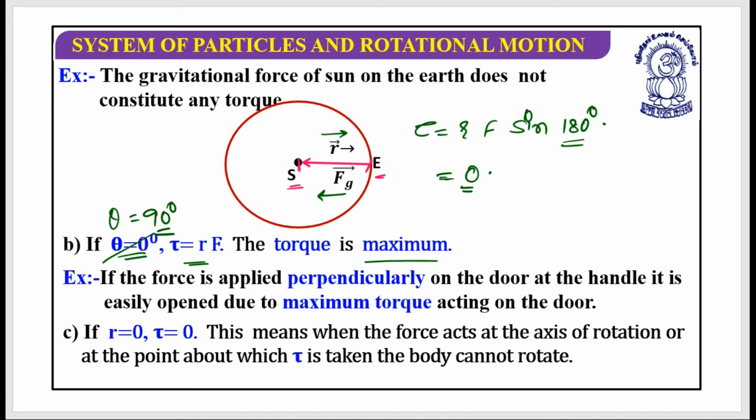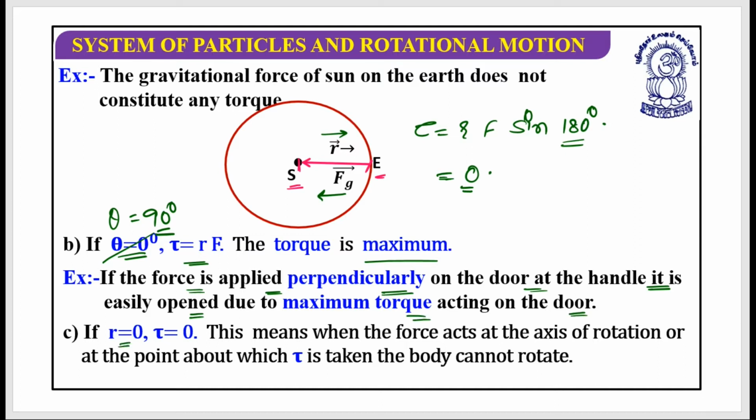So if theta is equal to 90 degrees, torque would be equal to rF, and in this situation torque is the maximum. So if the force is applied perpendicularly on the door at the handle, it is easily opened due to maximum torque acting on the door.